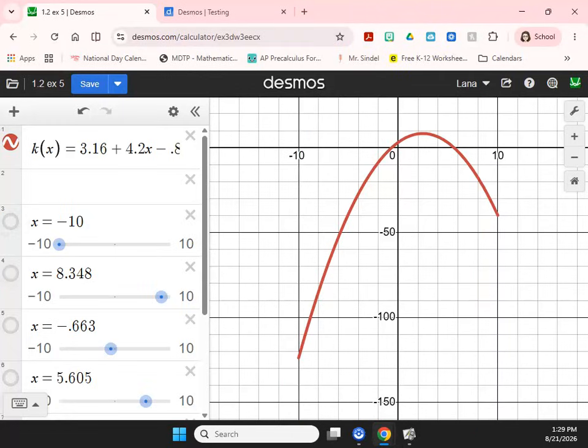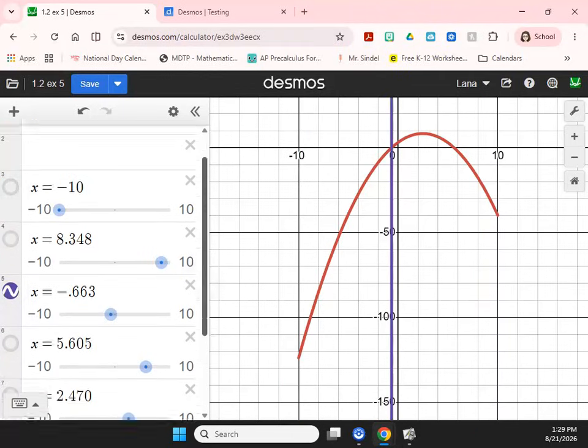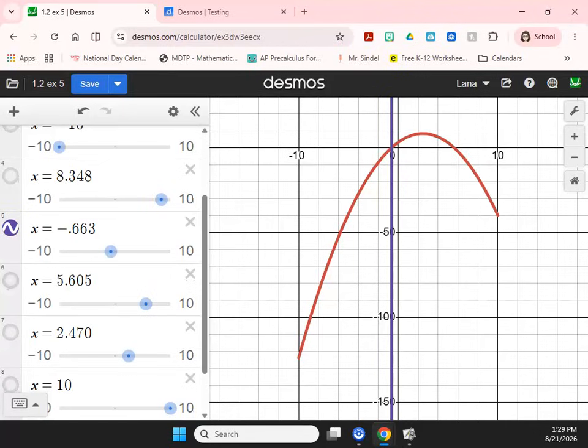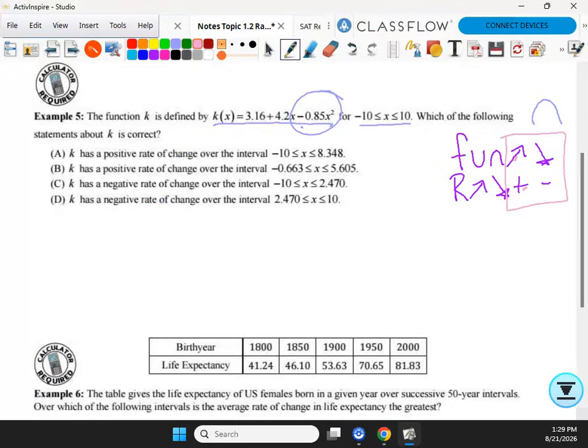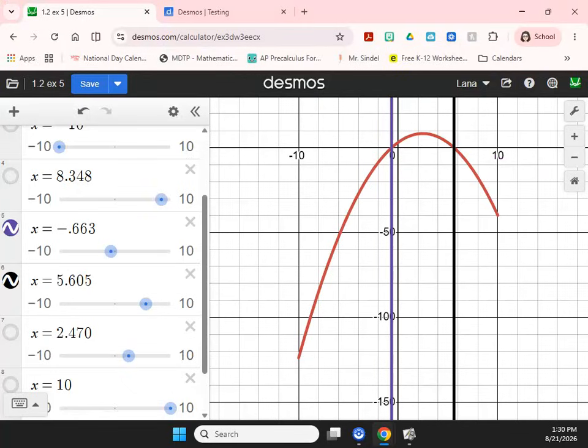-0.663 and between 8 and 5.605. So I put that it's between the purple line and the black line. Is the function increasing the whole time there? No. Is it increasing at all? Yes, but don't let that confuse you, because this says if we're talking about this whole interval, if the rate of change is positive over that interval, that means the entire interval, which means the function would have to be increasing over the entire interval, and it's not. So the fact that it is a little bit doesn't matter. Okay. And then the next, so answer is not B.